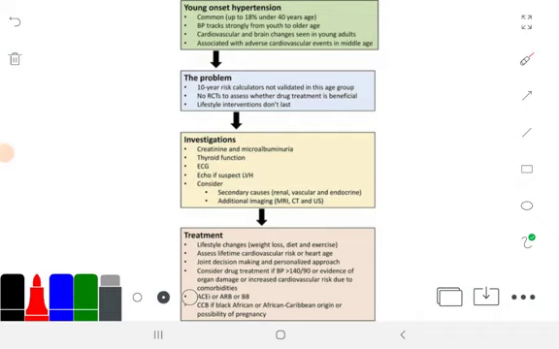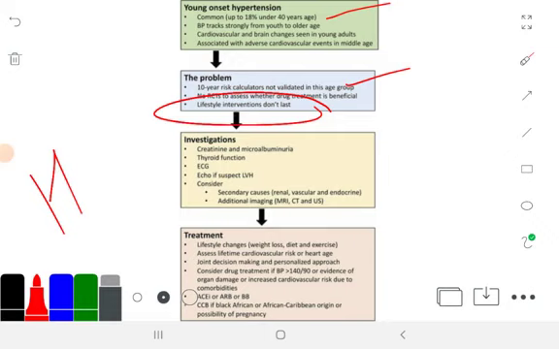Young onset hypertension is common, affecting up to 18% of those under 40 years of age. BP tracks strongly from youth to old age, and cardiovascular and brain changes seen in young adults are associated with adverse cardiovascular events in middle age. The problem is that 10-year risk calculators are not validated in this age group. There are no RCTs to assess whether drug treatment is beneficial. Lifestyle interventions don't last.